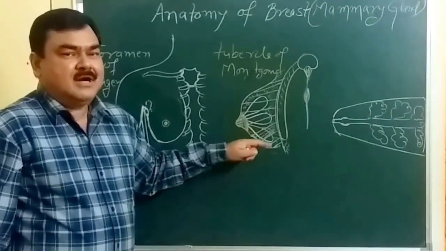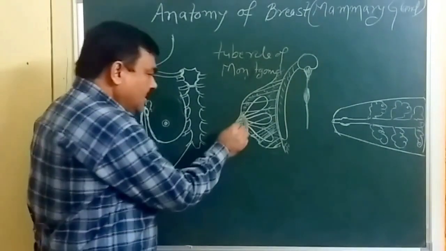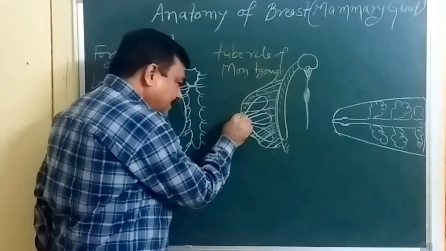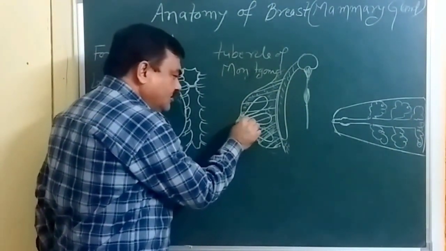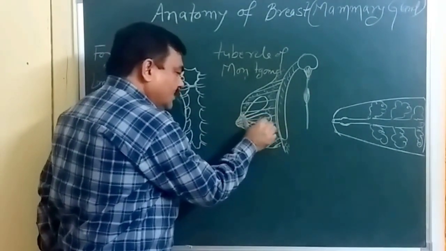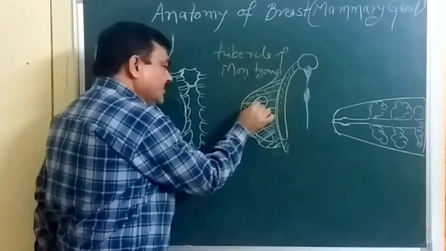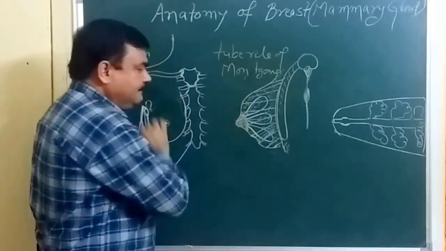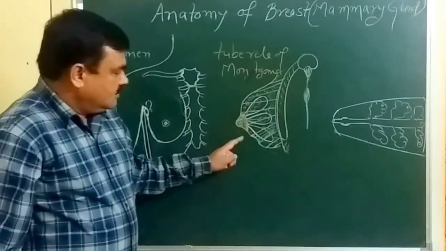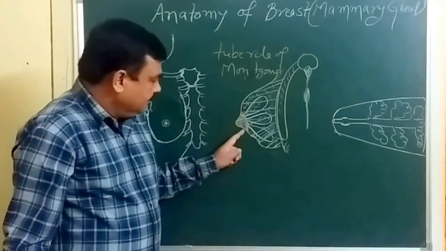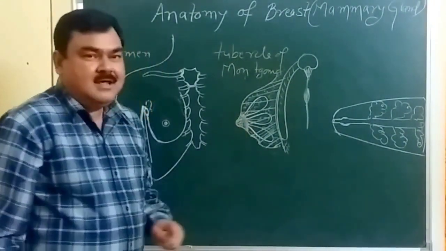In case of ductal carcinoma, the nipple becomes retracted. In ductal carcinoma, here is the duct. Due to involvement of the ductal carcinoma, the nipple becomes retracted. So these are some clinical conditions related to this.